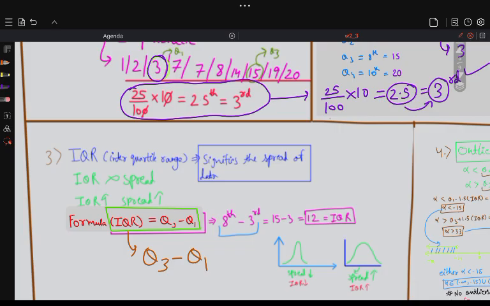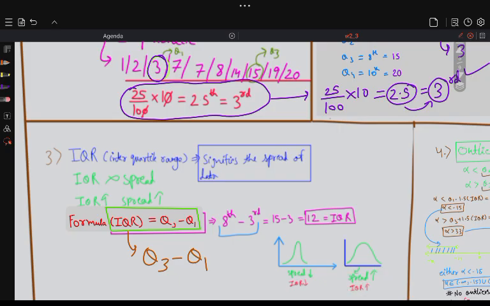So it helps us in finding the outliers, and it also signifies the spread of the data, how much the data is spread. The more the IQR, the more the spread. See, there are two graphs. The first one has a lower spread, so the IQR is also low. The second one has a higher spread, so the IQR is also high.